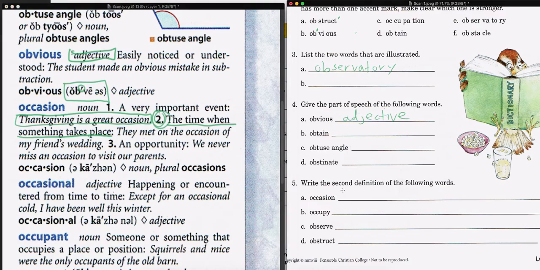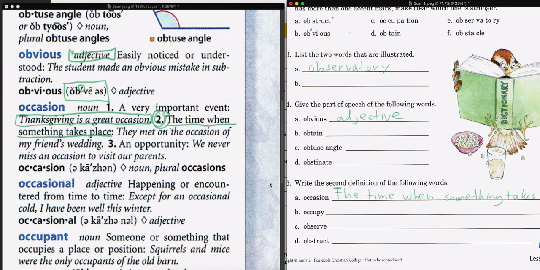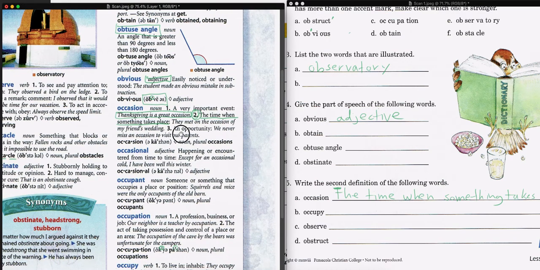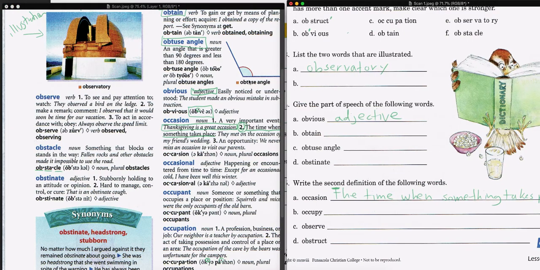The time, sorry, the T needs to be capitalized. The time when something takes place. All right, I ran out of space. So just look for the word and write down the second definition, whatever the definition that has the number 2 next to it. All right, let's go to the next page.